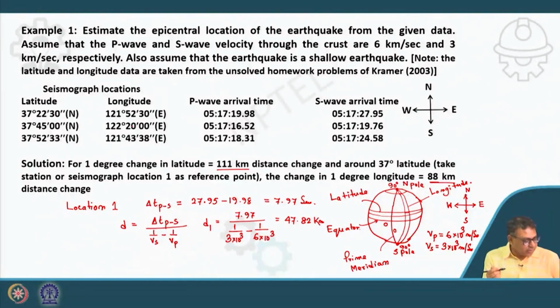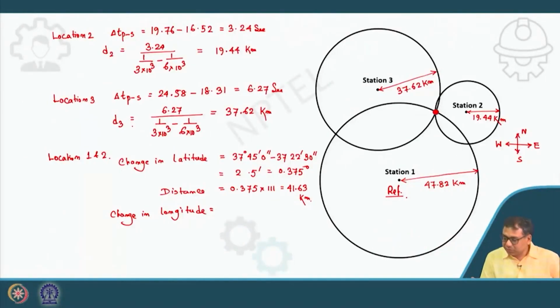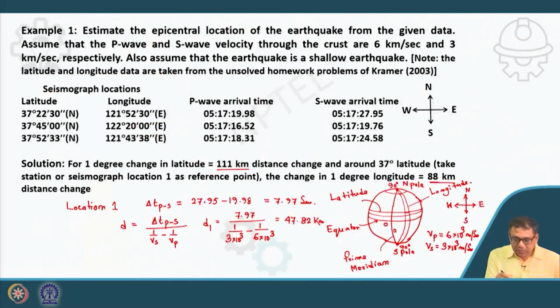So, that means location 1 is 121 degree 52 minute 30 second, and location 2 is 122 degree 20 minute. So, that means location 2 has higher longitude value as compared to location 1. Higher means it is towards the east. From the prime meridian, you go towards the east or west. But here it is mentioned east, so it will be towards the east.